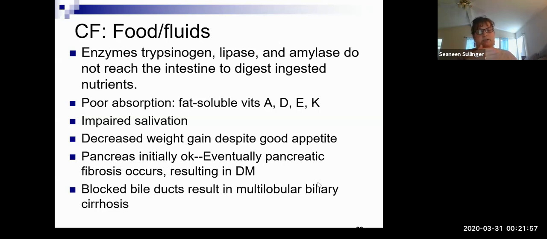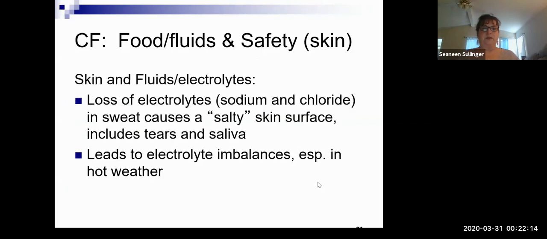So the pancreas is usually okay initially, but then over time, because of the secretions and the fibrosis, the patient can develop diabetes mellitus, and then you can also get cirrhosis from the biliary ducts. So skin, looking at skin, you're losing electrolytes in the sweat, and so you get that salty skin surface, and that would also include tears and saliva, and you get electrolyte imbalances, especially when there's hot weather.